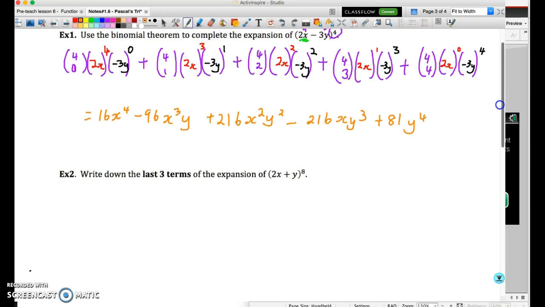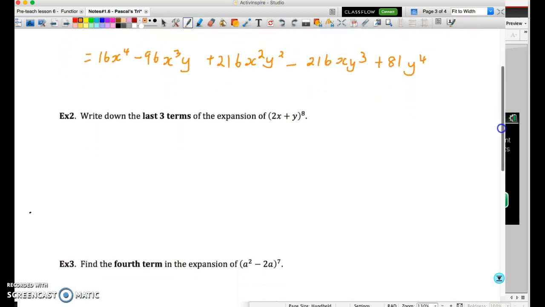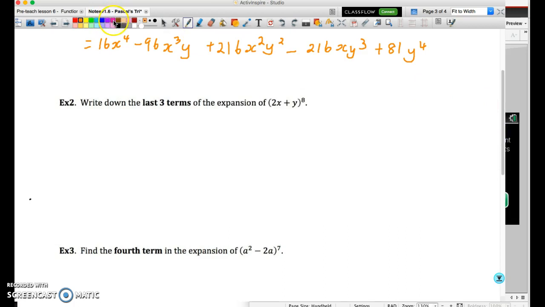All right, what I'll do in this one is just show you how to use the calculator a little bit. And so now we just need to pay attention to what the question is asking. So in this case, we've been asked for the last 3 terms of the expansion, power of 8. So there's a total of 9 terms.